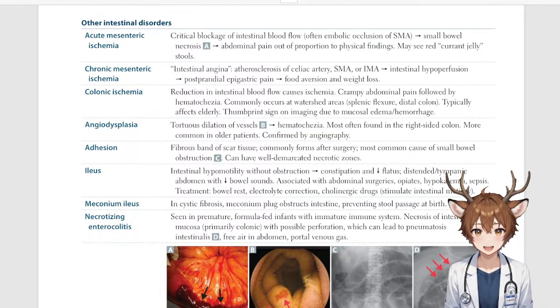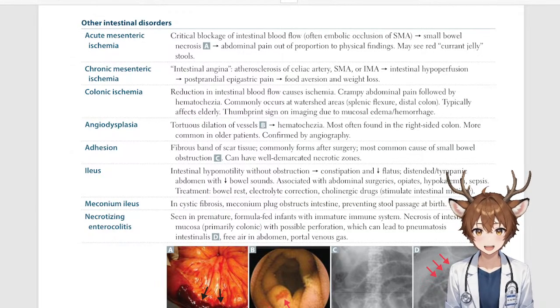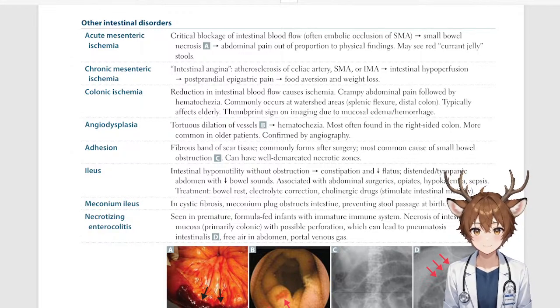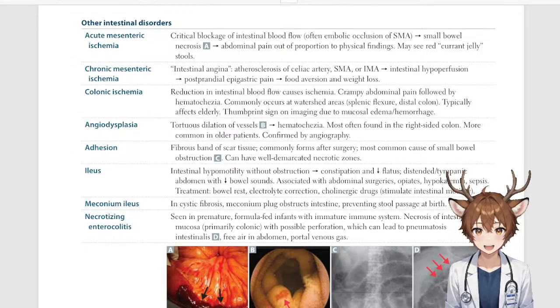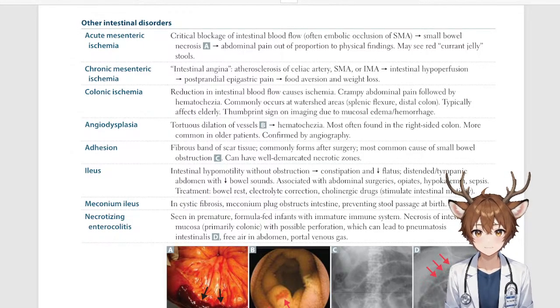What about angiodysplasia? Tortuous dilation of vessels leading to hematochezia, most often found in the right-sided colon, more common in older patients, confirmed by angiography, associated with end-stage renal disease, von Willebrand disease, and aortic stenosis.